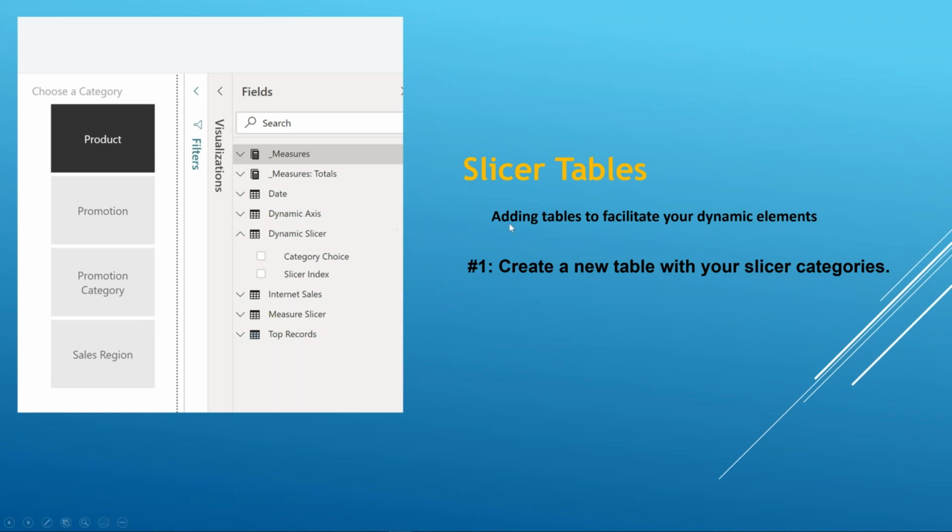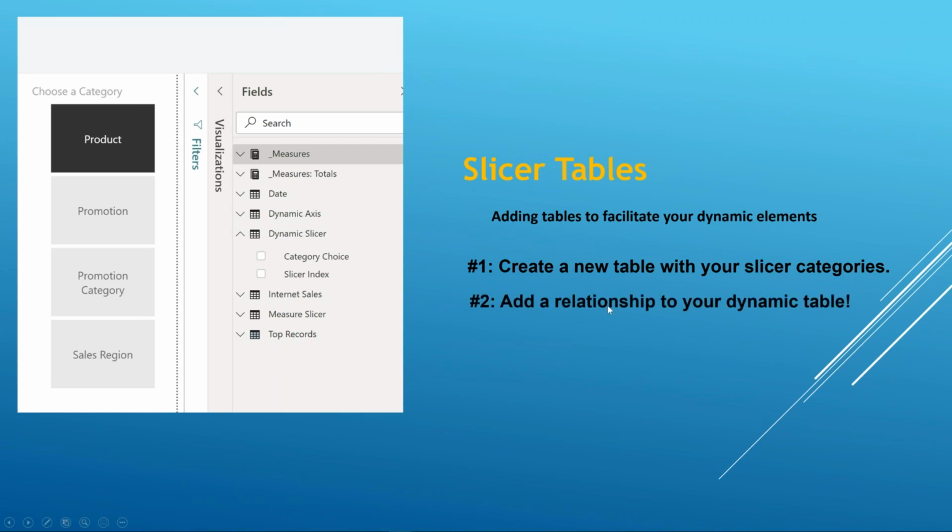So the first thing we're going to do for a slicer table is we just create a new table. Pretty simple, just hit enter data, enter the data you want in your table. And we're making categories with this. So I want to look at things by what are my products that are selling well for the day, what promotions are doing well, what promotion categories are doing well. These are, again, AdventureWorks categories. You'll probably have something entirely different. And by region, I've chosen.